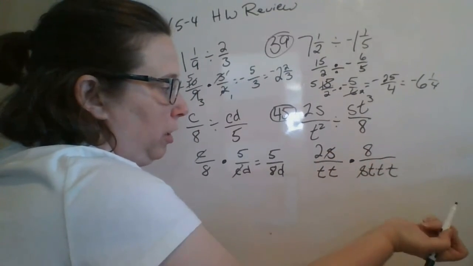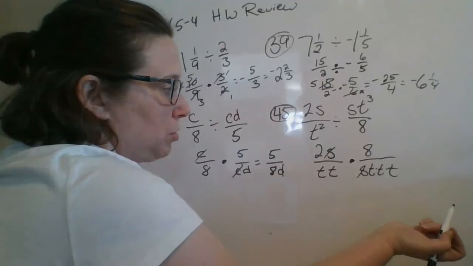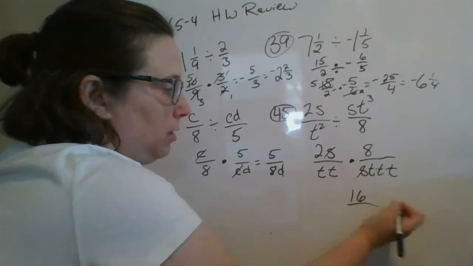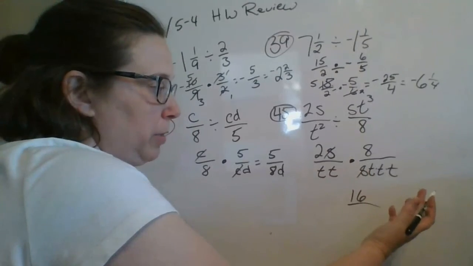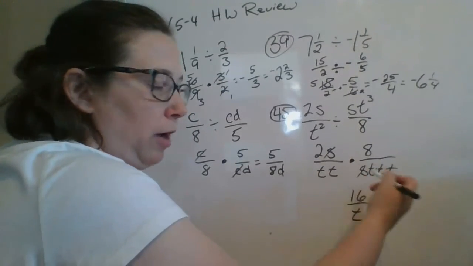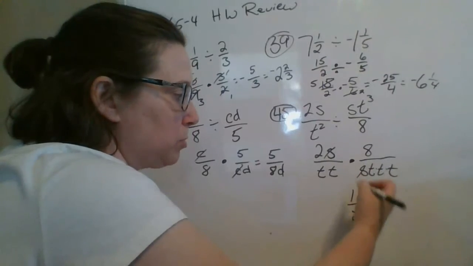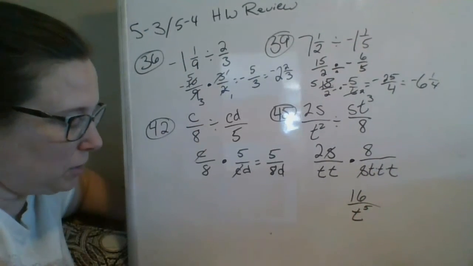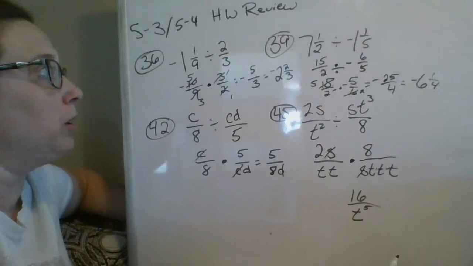In my numerator and my denominator, I have s's, so those go away. When I multiply across the top, I get 16. Notice across the bottom, I just have a bunch of t's. So it's going to be t, and then I count how many I have, and that'll be my exponent. So it's t to the power of 5. So we have 16/t to the 5th power.